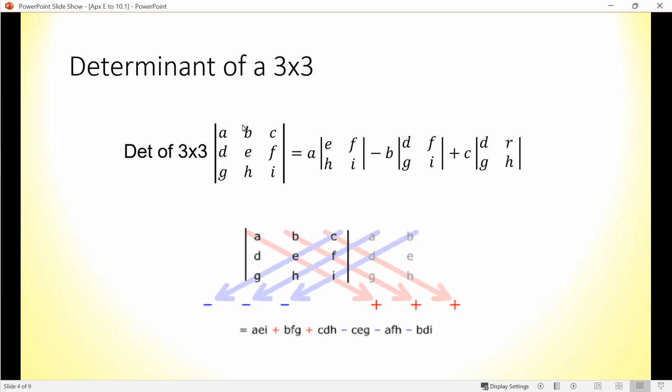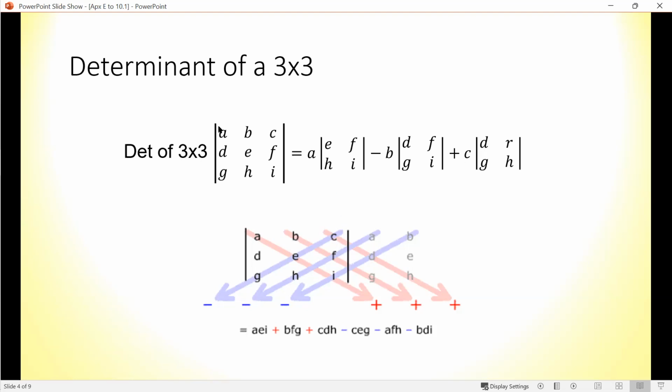B times the determinant of the 2x2 matrix that remains after you remove the row and column that contains B. So that's why we have D, G, F, I that we find the determinant of. Then we're going to add from that C times the determinant of the matrix that remains when we remove the row and column that contains C. Okay, so that's one method for finding the determinant of a 3x3.